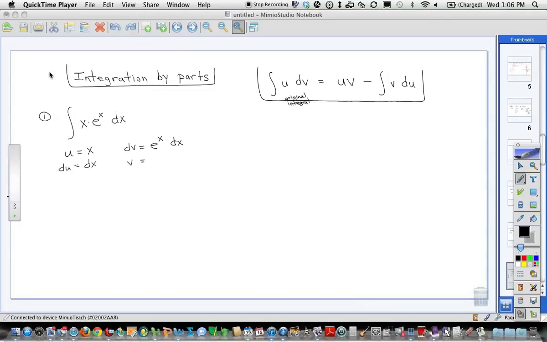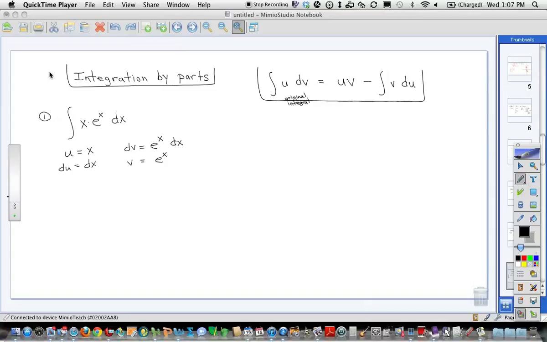That might be our first clue as to what we want to do: for u, we might want something that's easy to do the derivative of, and for dv, something that's easy to do the antiderivative of. In this case, they're both pretty easy, so it may not matter, but we'll see. What's the antiderivative? e to the x, and we don't put a plus c at this point. Plus c will just come in at the end.